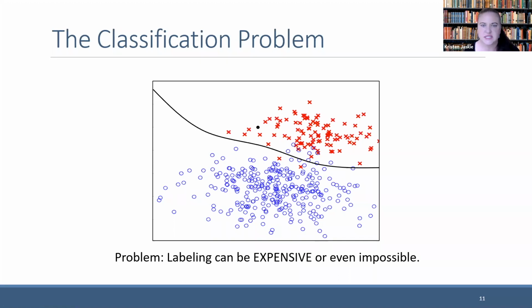Standard supervised classification requires that we know that all of these data points are positive and all of these data points down here are negative before we can construct this decision boundary. And this is just not always the case in the real world.